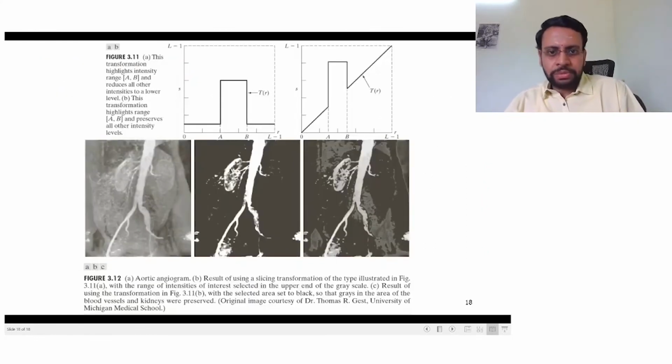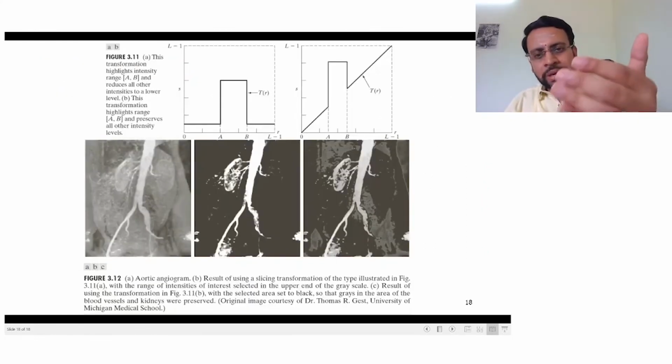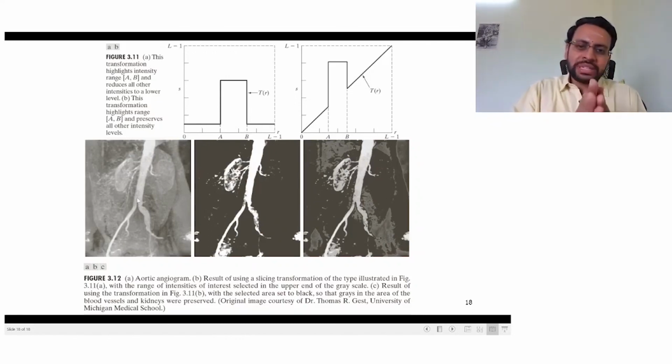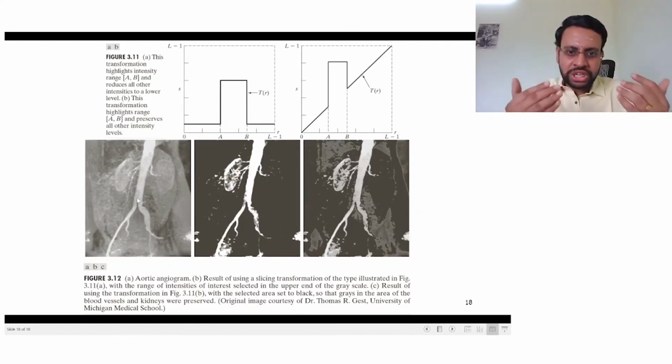This is an example that is showing you the application, or the importance, of this transformation. This is applied to an aortic angiogram and the effect of it. You have, let's say, an image shown on this left hand side. Suppose you are applying a thresholding transformation, and these are the blood vessels, assume that it's the blood vessels that you want to take a look at, and the rest you just want to merge into the background.